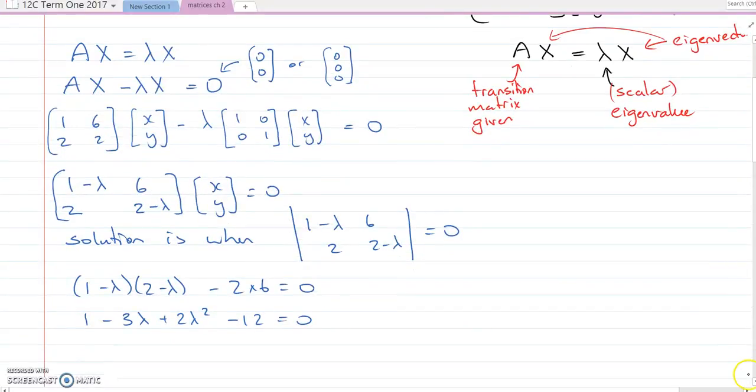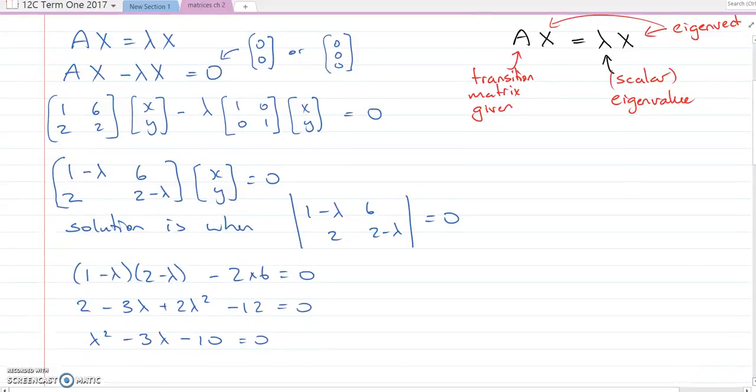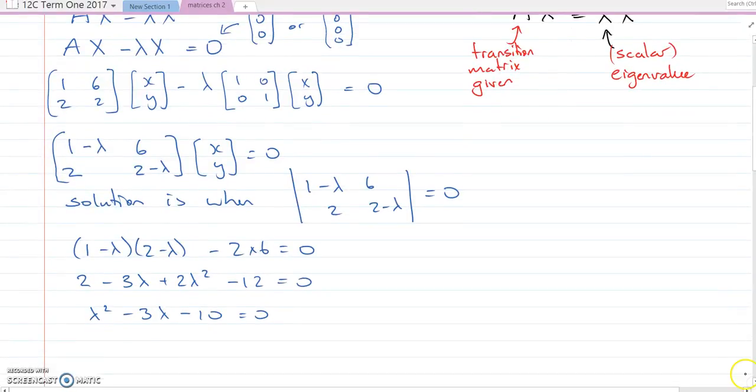And expand it out, 1 minus 3 lambda plus lambda squared minus 12 equals 0. And lambda squared minus 3 lambda, no, that's not a 1, is it? Minus 10 equals 0. And so good old factorizing here. Lambda minus 5, lambda plus 2 equals 0.